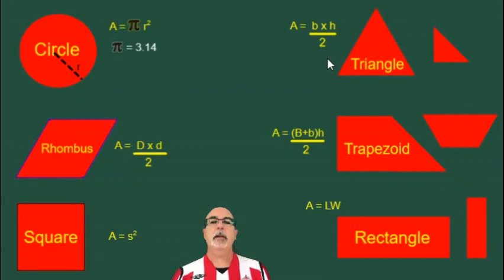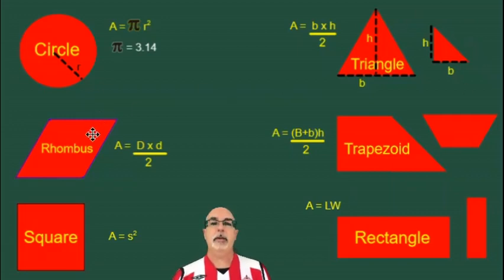Its area formula is base times height over 2. The base is any side that we wish to place at the bottom of the triangle to tell us where our height is. The height can go up through the middle of the triangle, or it can be a side of the triangle, depending on the type of triangle you have. Here I'm showing an equilateral triangle and a right triangle, and there are other types.